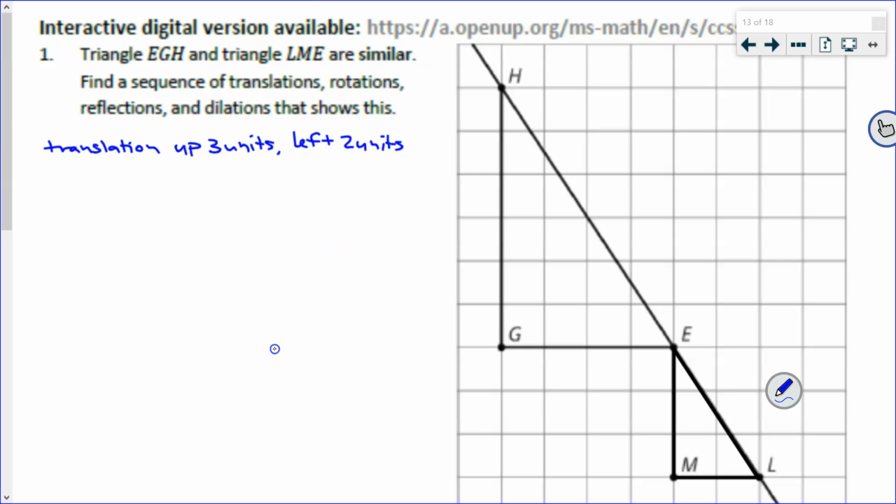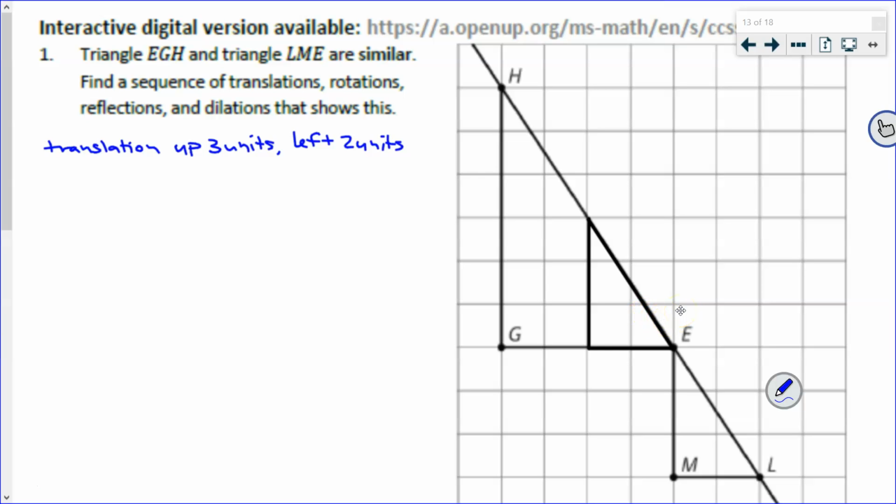Now, I already know, because I walked around the room, that a lot of students didn't translate the triangle to here. They translated it to here. Guess what? That's okay. It just means that your sequence of transformations is going to be a little bit different. But as long as you can define a sequence, then you're good to go. So let's follow along with this one.